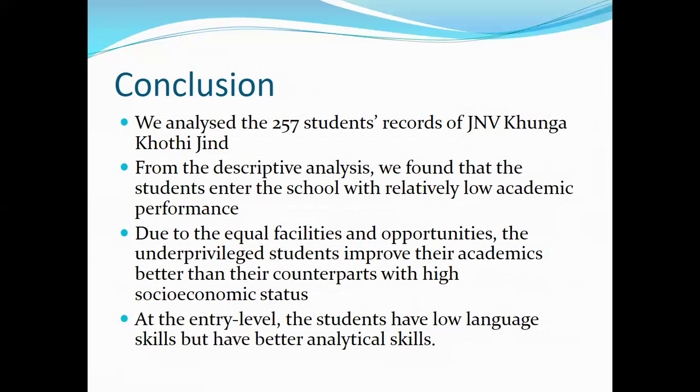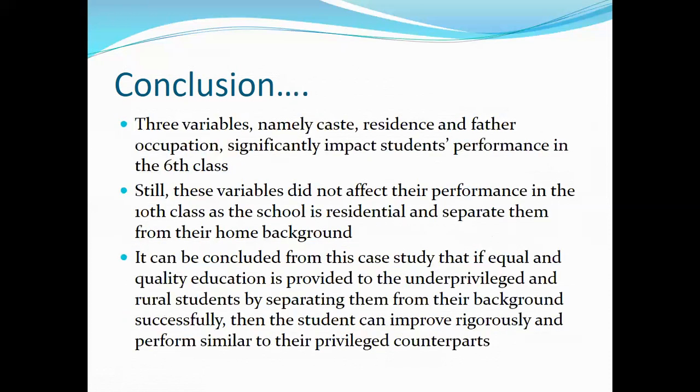We have analyzed the 257 student records of JNV. From the descriptive analysis, we found that the students enter the school with relatively low academic performance. Due to the equal facilities and opportunity, the underprivileged students improve their academics better than their counterparts with the higher socioeconomic status. At the entry level, students have low language skills but have better analytical skills.